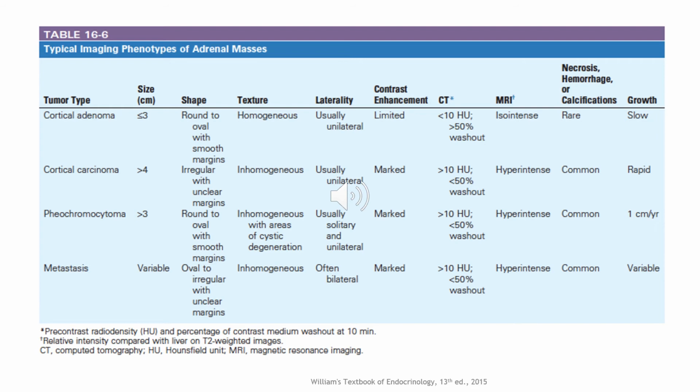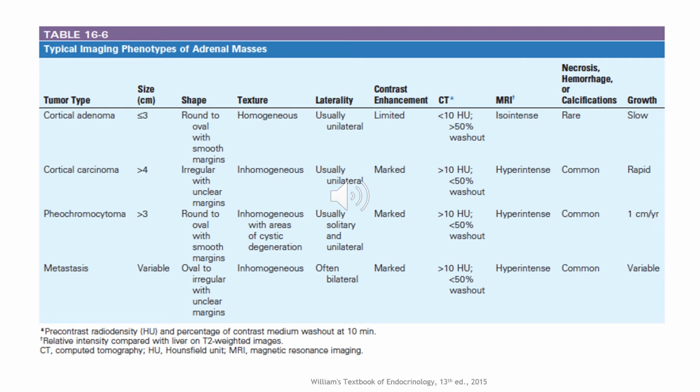Imaging characteristics consistent with a benign cortical adenoma include round and homogeneous density, smooth contour with sharp margination, diameter usually less than 3 centimeters, unilateral location, low unenhanced CT attenuation values, usually less than 10 HU or Hounsfield units, with rapid contrast medium washout at 10 minutes after administration of contrast medium. Isointensity with liver on MRI sequences and chemical shift evidence of lipid on MRI.